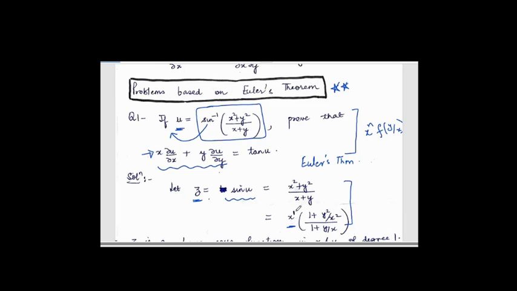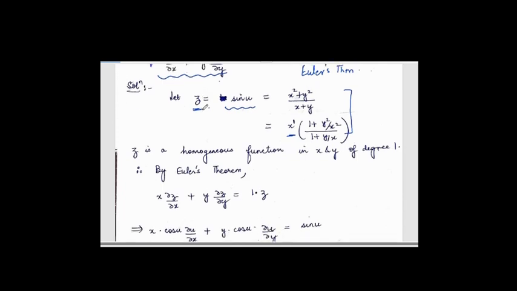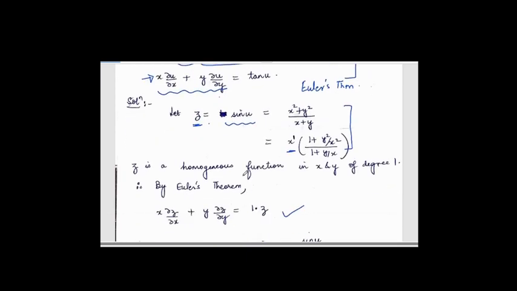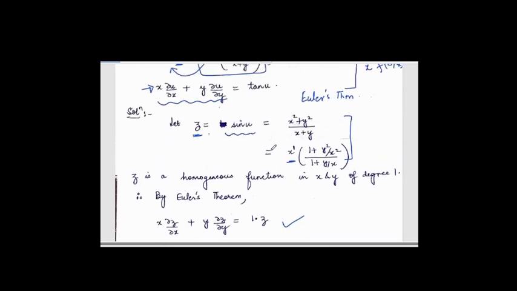So effectively it's a power 1 into a function of y by x. So z, which is sin u here, is a homogeneous function of degree 1. So you can apply Euler's theorem to z. But when you apply it to z and z is sin u, the relationship that you require is pertaining to u. Now you just have to relate the derivatives. You have already got a result in terms of z, but z was sin u.